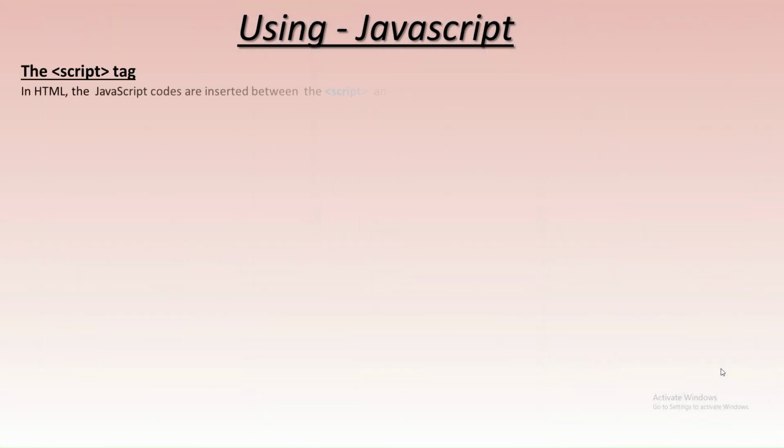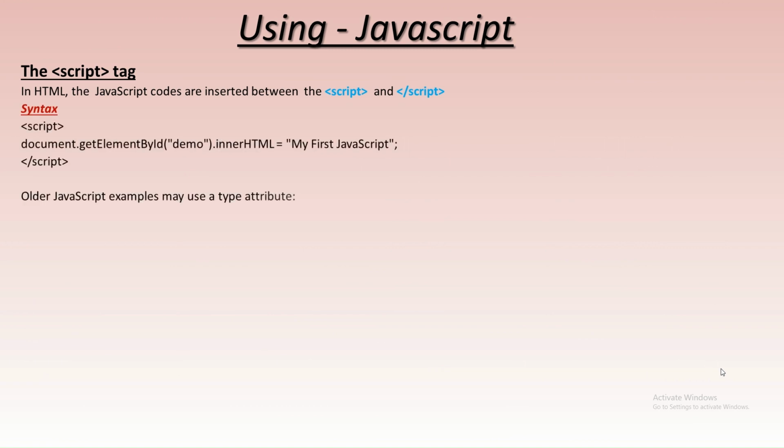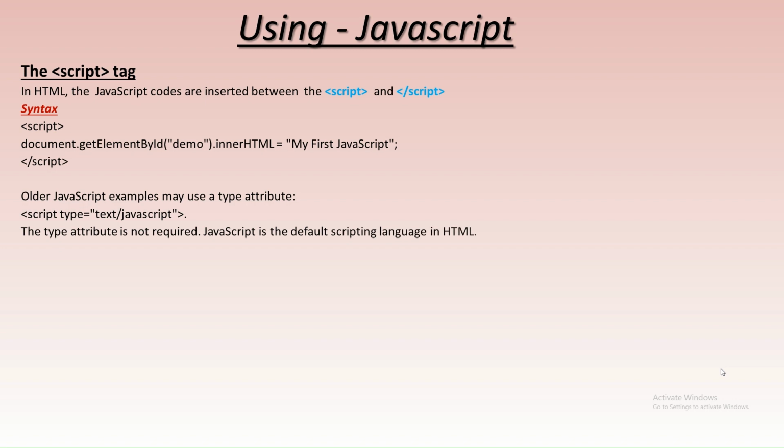Using JavaScript: the script tag. The HTML JavaScript code is inserted between the open script and the end script tag. So the syntax is script, then document.getElementById, which is the JavaScript that we are using, and it's kept inside the open script and the end script tag. This one is trying to print a text named first JavaScript inside an element with an ID named demo.